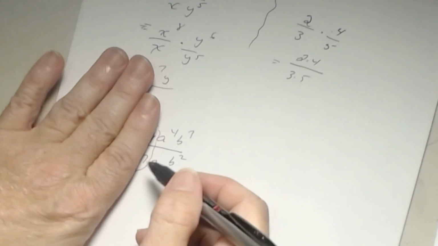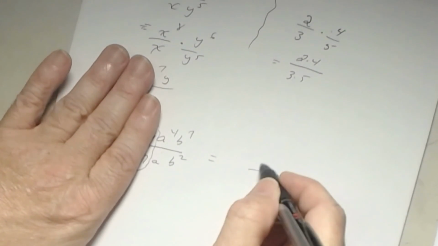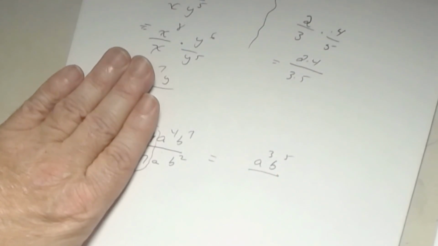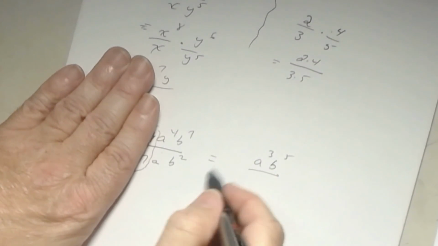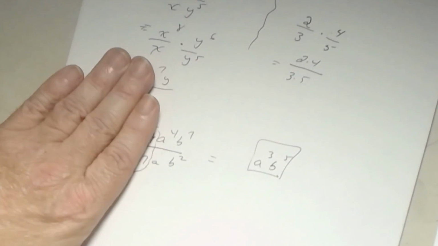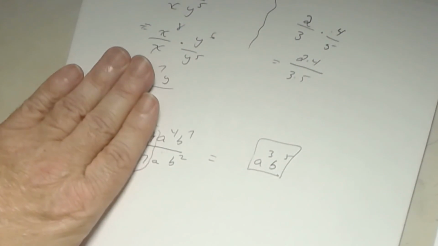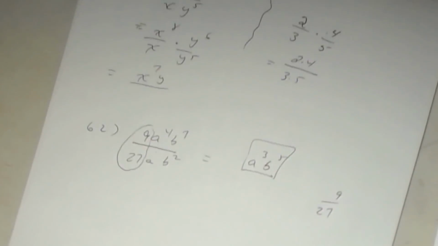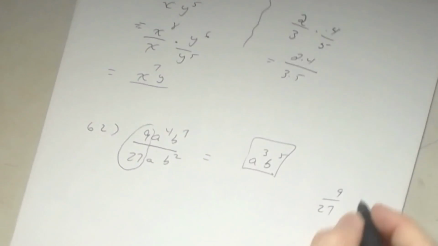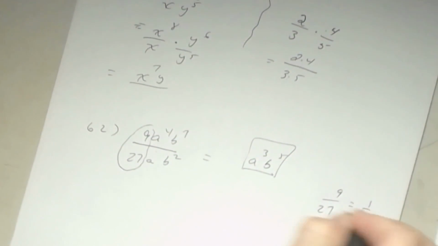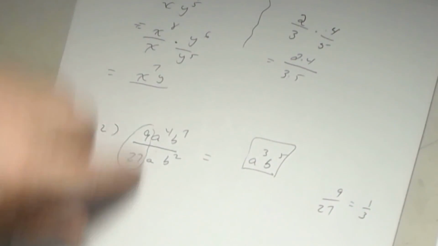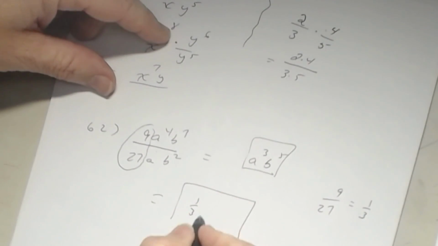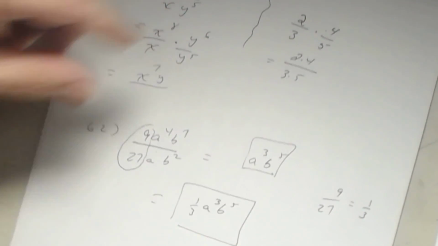If the coefficients were 1, what would your answer be? A to the 3rd, b to the 5th, right? That will be the answer if that's all you had. But that's not what I had. So now I'm going to cover this up because what I had was 9 over what? 27. Last semester, how did you reduce 9 over 27? 1/3. So now what you're going to write the answer as is 1/3 and then a to the third, b to the fifth.